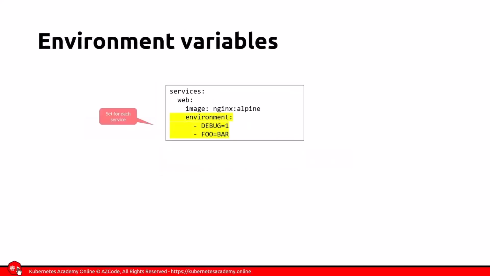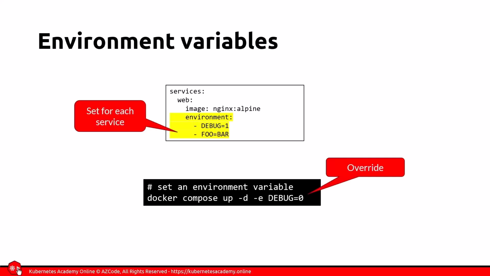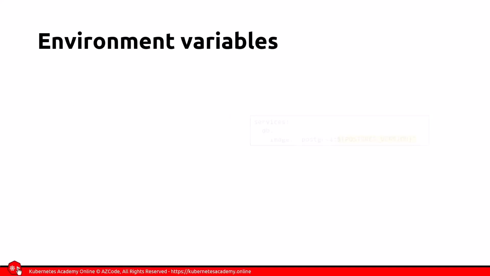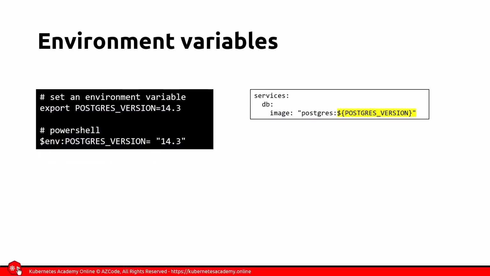To set an environment variable that will be injected in the running instance, simply set the key value pair in the environment section. Those values can be overridden at the command line using the -e parameter. You can reference an environment variable using the ${} curly bracket syntax. This way, you can set the variable on your machine or server and use it directly in the Compose file.